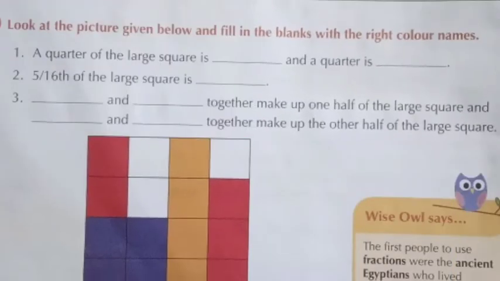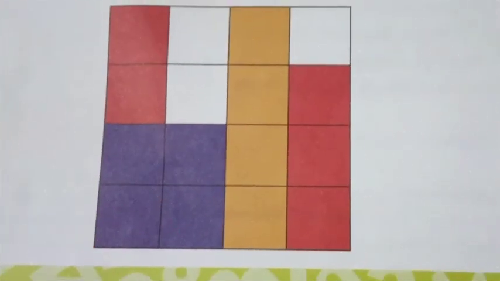Number 3. Dash and dash together make up 1/2 of the large square and dash and dash together make up the other half of the large square. The answer is blue and yellow together make up 1/2 of the large square and red and white together make up the other half of the large square.